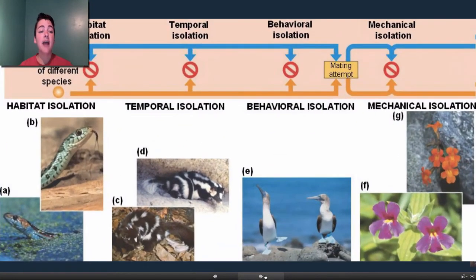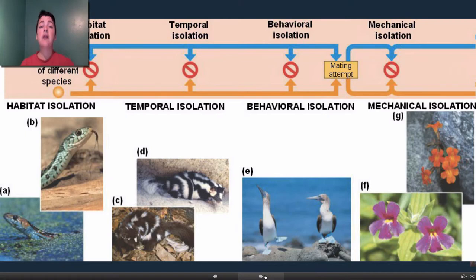Let's take a look at some pre-zygotic isolations. We have habitat. Habitat is truly where the organism lives. So if they don't live in the same area, they are not going to be able to mate. Temporal isolation is the time of year that the organism mates. These skunks, one mates in the spring, one mates in the fall.